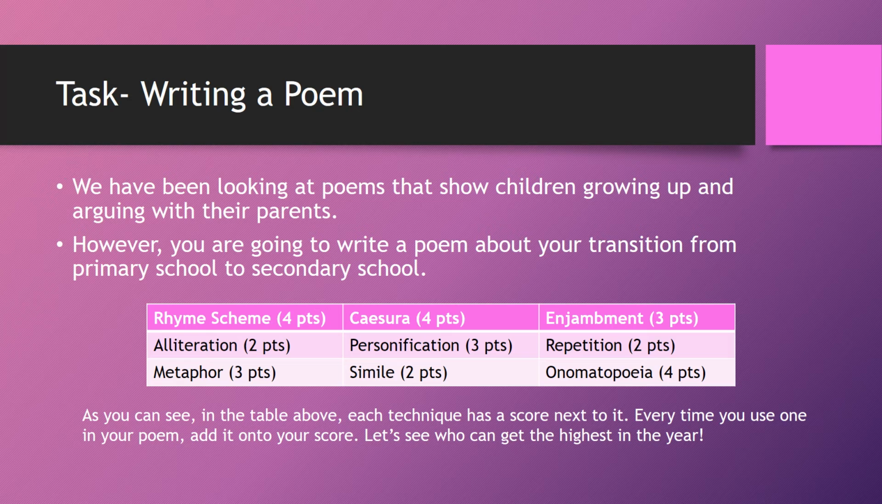As you can see in the table above, each technique has a score next to it. Every time you use one in your poem, add it onto your score. We want to see who can get the most points, so who can get the most techniques into their poem. You can use the same technique twice or maybe even 3 times. Don't overdo it, but wouldn't it be amazing if you could get every single one of those into your poem? I think it would.